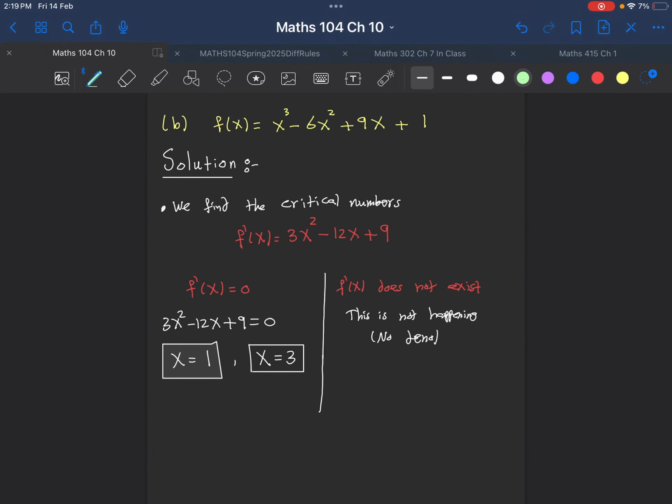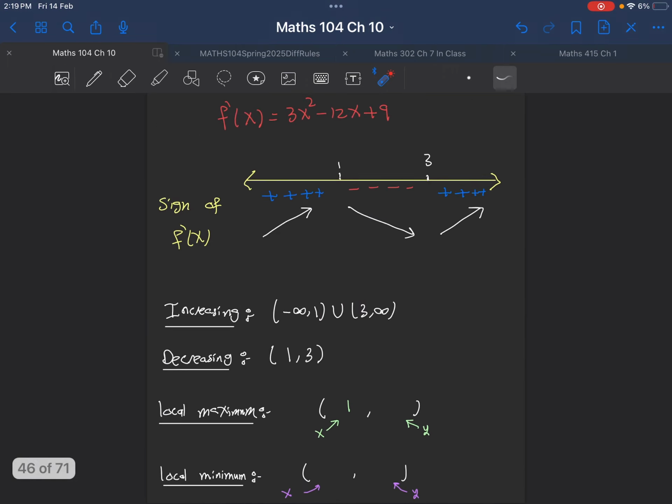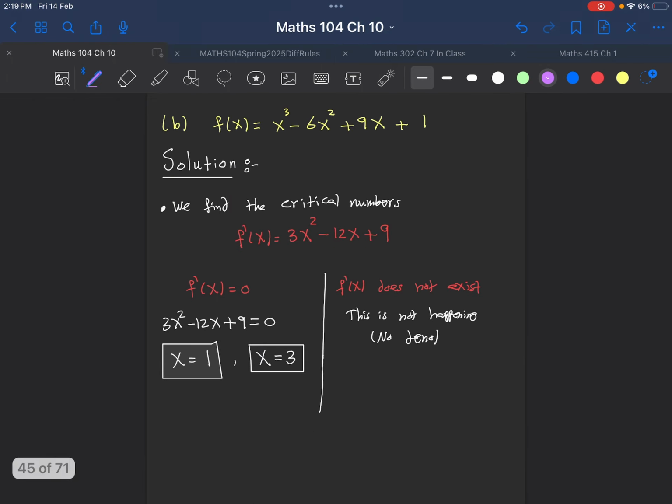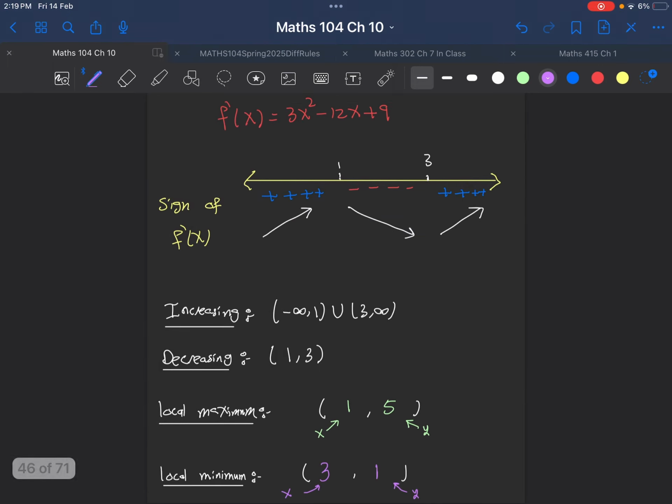And of course, we need to substitute into the original function x equal to 1. So if we substitute 1, what we get is 5. So here is 5. And for the local minimum, it will be at 3. And if we substitute here, again, we get y equal to 1.